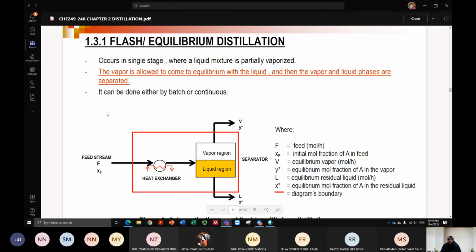So this is one type: flash or equilibrium distillation. The vapor is allowed to come to equilibrium with the liquid, then the vapor and liquid phases are separated. So what you can see here is that whatever product you get at the top of the column and at the bottom of the column will be in equilibrium with each other.